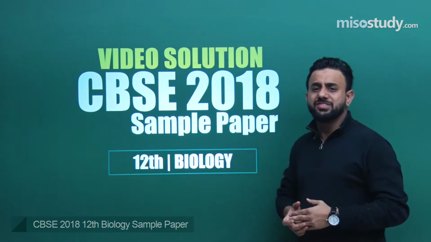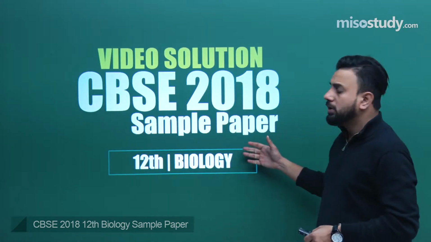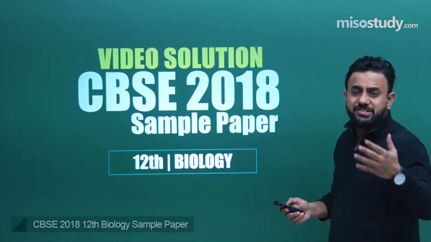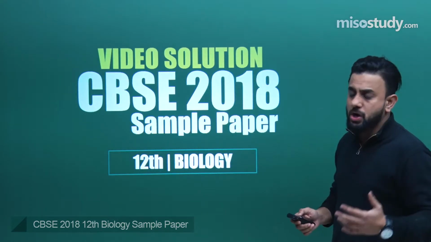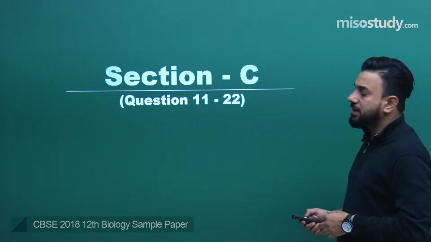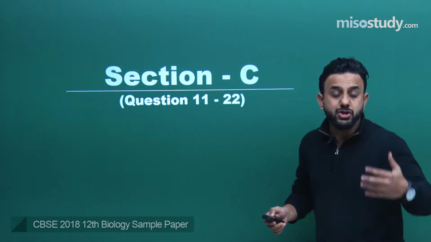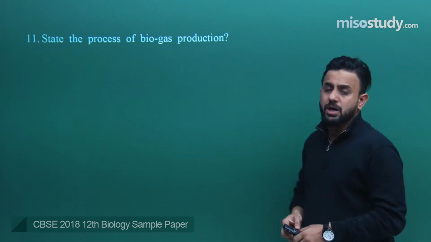We were discussing the CBSE 2018 question paper, sample paper, for 12th biology. We've already seen section A and section B, which were short answers. Now we are going to section C, in which questions 11 to 22 we'll discuss one by one, and we'll see what the logic is behind each and how to write the answer.